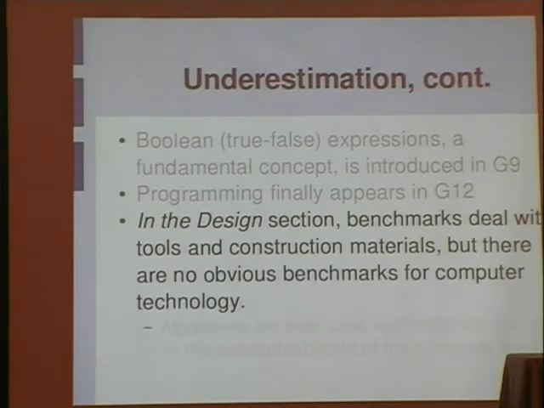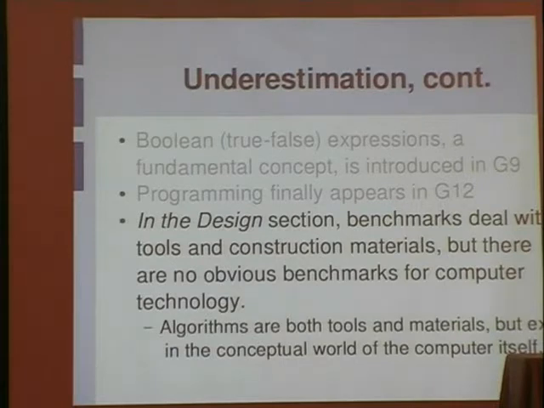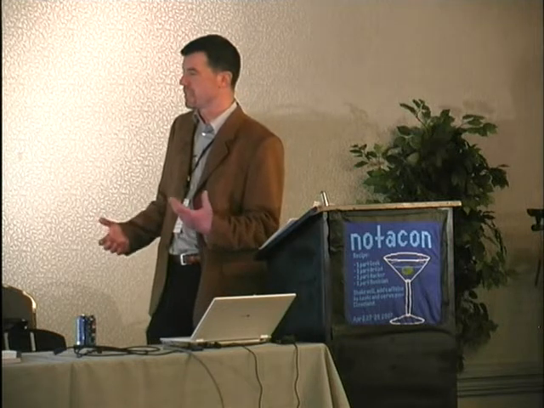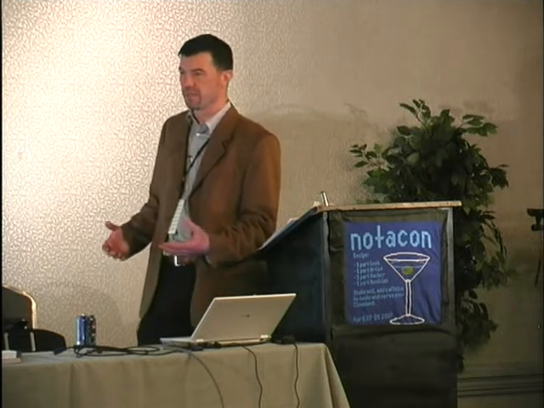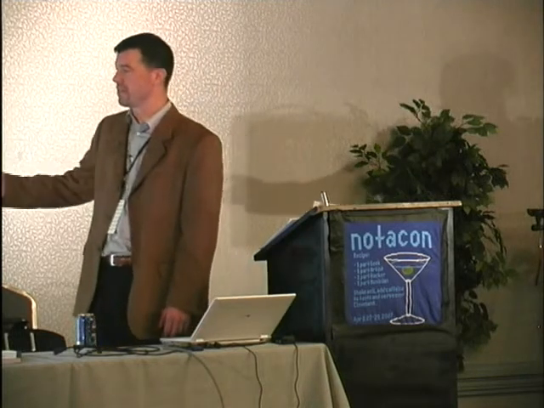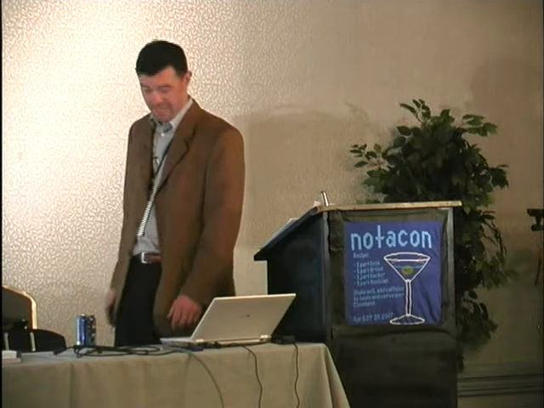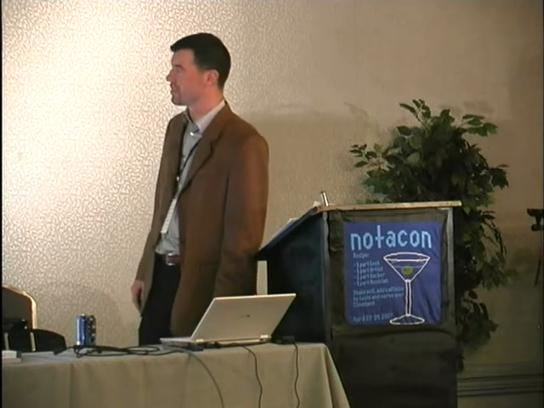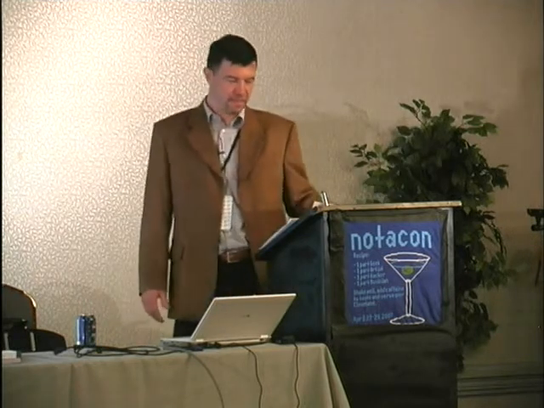In the design section, the benchmarks deal with tools and construction materials, but there are no obvious benchmarks for computer technology. Algorithms are both tools and materials. This is, as I said before, where I stretched the standard to suggest that algorithms really are machines, but they're software machines. The problem is that if I'm going to try and teach algorithms to third graders, and this isn't presented until the 12th grade, I'm probably going to end up stepping on some toes or getting some parents worried or something like that. So why do they have these problems?